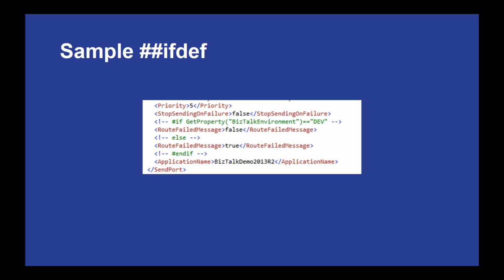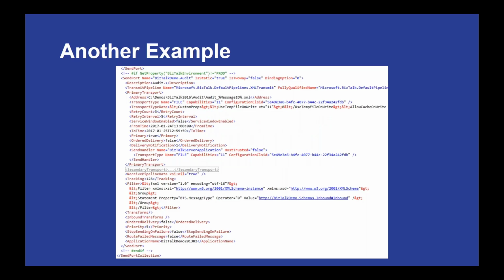The next example I've got here is, say I want to have an audit record, and I only want to do it on all the non-production environments. So I can actually add a SYN port that only gets deployed in non-production environments. So basically, that allows me to do that. Now, one of the other things I'll show is you could have that just at the primary transport. So if my non-production one wants to be file, and then my production one wants to be FTP, I could just have two primary transport sections with ifdefs wrapped around them.